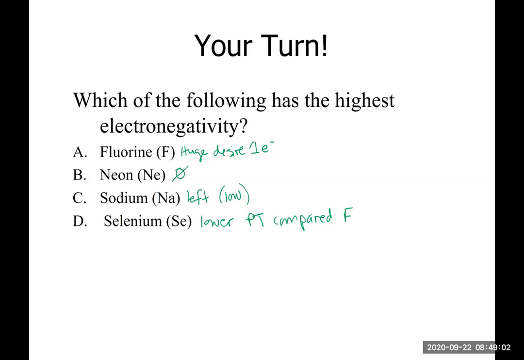Now again, could you have answered this question fairly quickly? Well, I'm sure you could, because you know that fluorine has the highest electronegativity on the periodic table. That's already probably stuck in your memory bank. But you probably won't get a question that's this direct and easy on the exam, and so you're going to have to use either the periodic trend or quantum mechanics to make some decisions here.